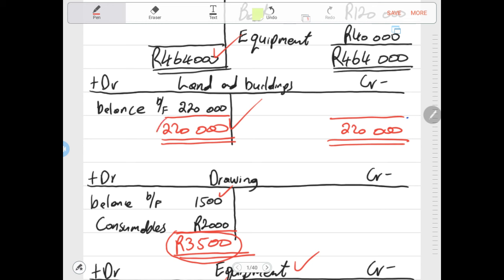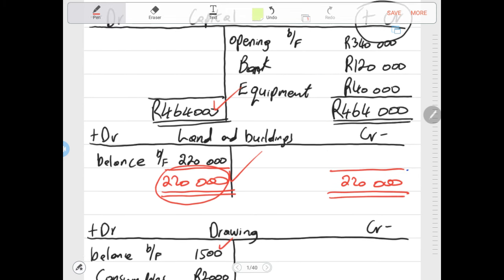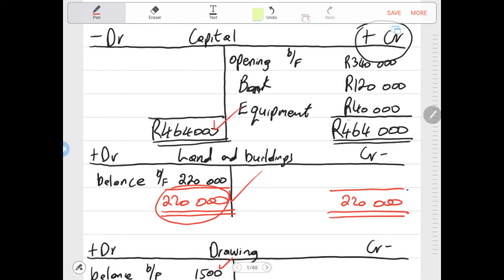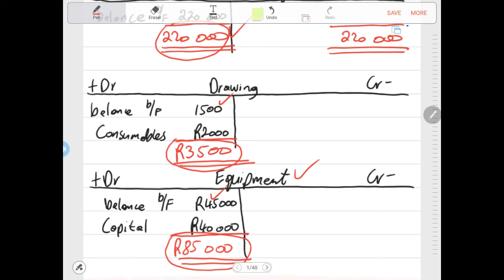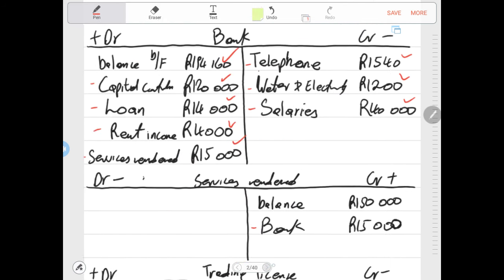The bigger side of the land and building was on the debit side, and we recorded the amount of the land and building on the debit side of the trial balance. And again, the bigger side of the capital was the credit side. There was nothing on the debit side. The bigger side was the credit side, and we recorded 464 on the credit side of the trial balance. So that is the approach. And besides, capital increases on the credit side.